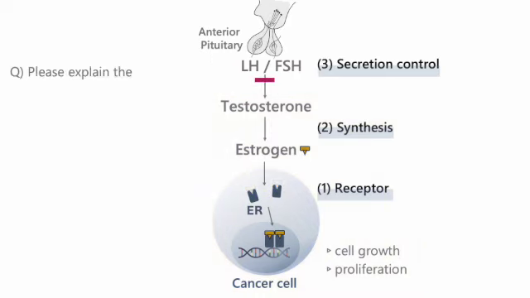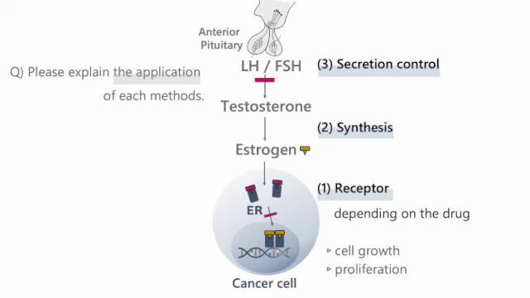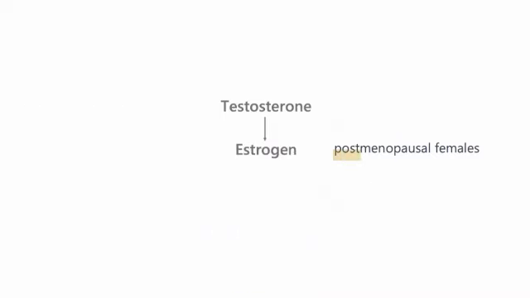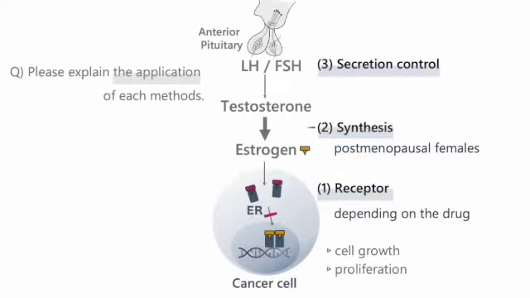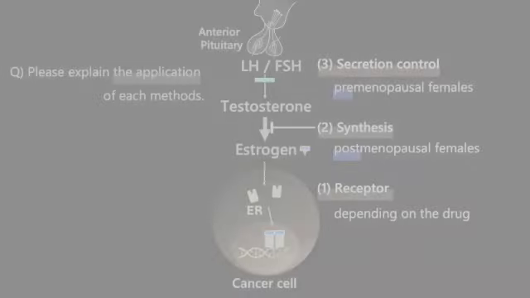Question. Please explain the application of each method. Drugs that block receptors have different applications, depending on their type, so I will explain later. Inhibiting synthesis is applicable to postmenopausal patients. After menopause, when estrogen levels decrease, synthesis is stimulated. By blocking this pathway, we inhibit the postmenopausal promotion of estrogen synthesis. On the other hand, suppression of estrogen secretion is applicable to premenopausal patients. Now, let's take a closer look at each pathway.